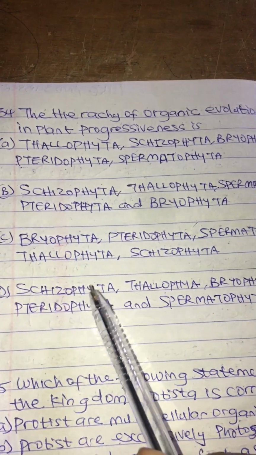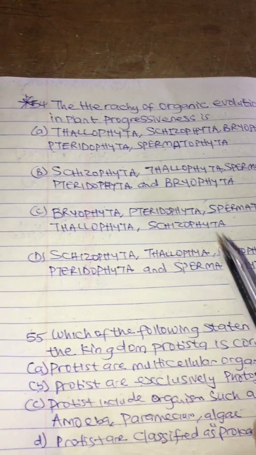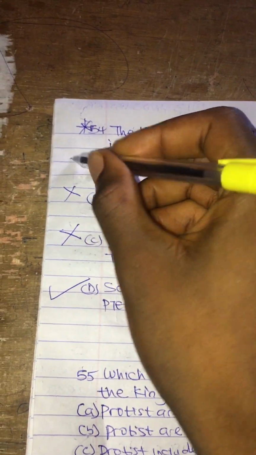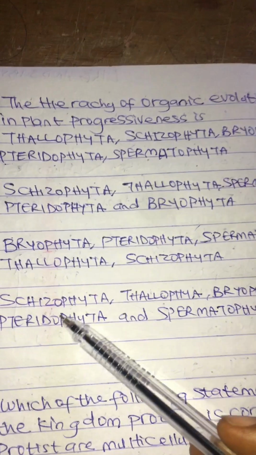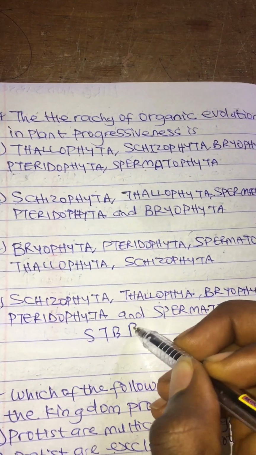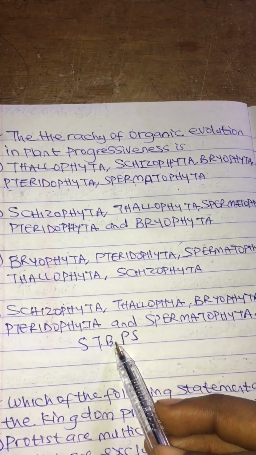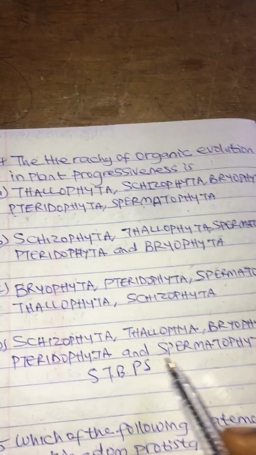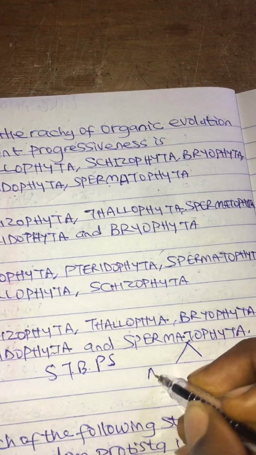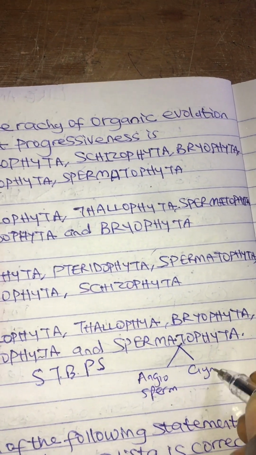The correct answer is Schizophyta, Thallophyta, Bryophyta, Pteridophyta, and Spermatophyta. That's the correct answer. A, B, C are all wrong. So how do you identify it? STBPS: Schizophyta, Thallophyta, Bryophyta, Pteridophyta, and Spermatophyta. And we all know that Spermatophyta divides into angiosperm and gymnosperm.